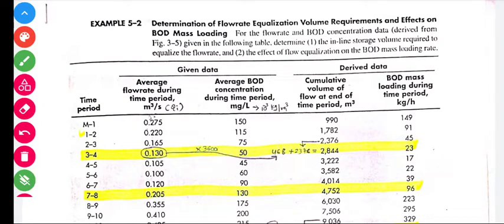Equalization basin volume calculation and its effect on BOD loading. This is what we are going to discuss in this video. Actually, it is a little bit complex, like the softening process. So I thought it would be better if I prepare a video, otherwise most of you will ask similar types of queries, just like in softening.